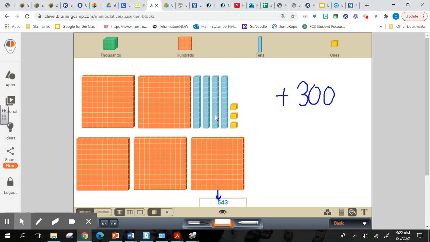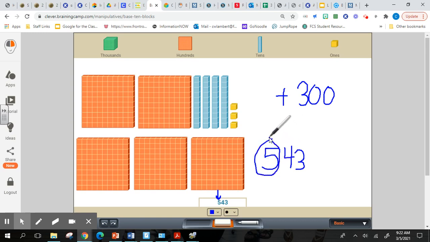And then I have the 10, 20, 30, 40, 41, 42, 43. So if I add 300, I end up with 543 because all that changed was my hundreds place right now. I wasn't adding ones, I wasn't adding tens, I was just adding hundreds. So let's look at another example.